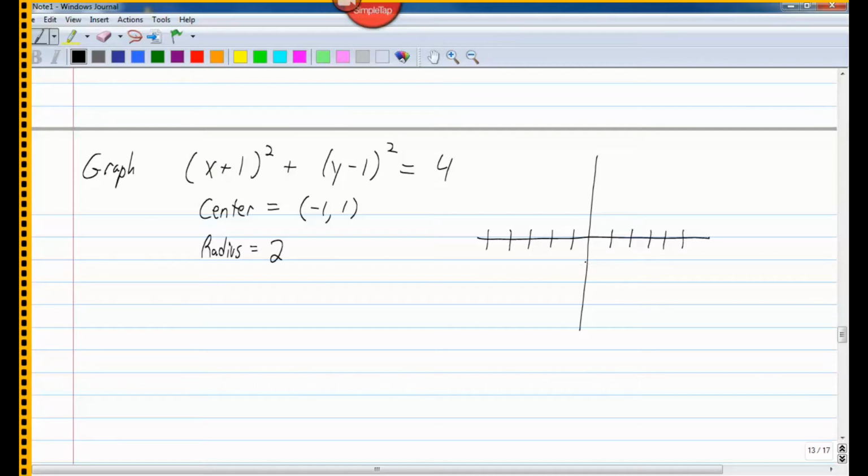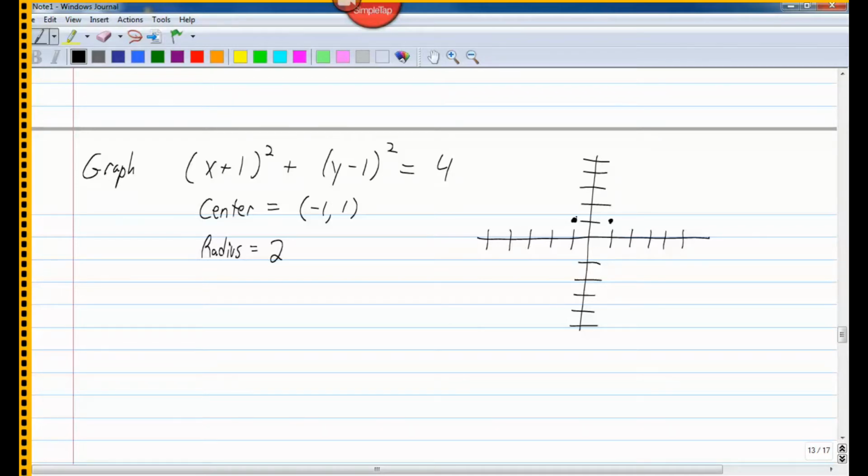First, go to the center of the circle. So our center was at negative 1, 1. So negative 1, 1. Right here is the center of my circle. Now, to get some points on the outside of the circle, take the radius, and then from that center point, go, since the radius is 2, go 2 units to the right and put a point.